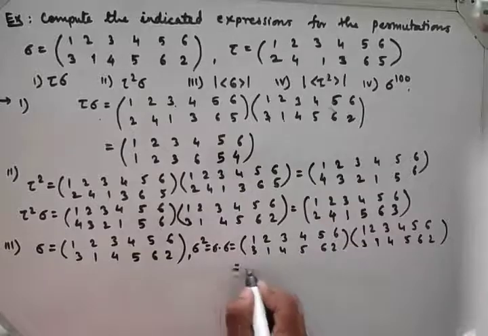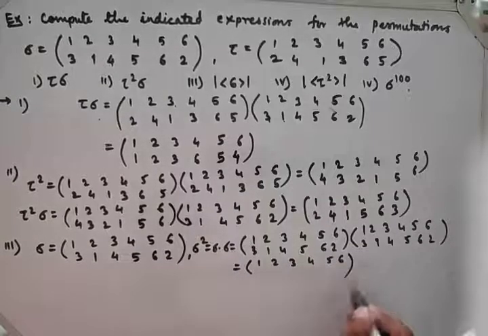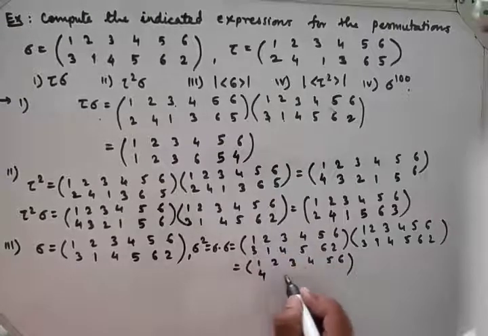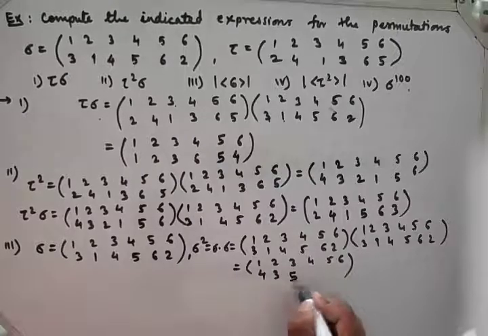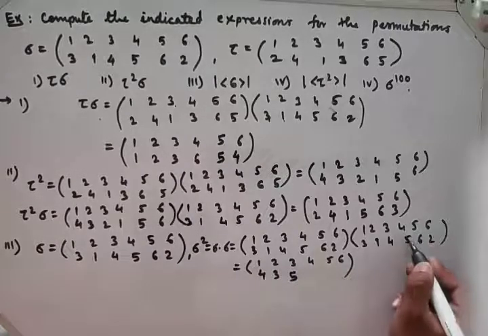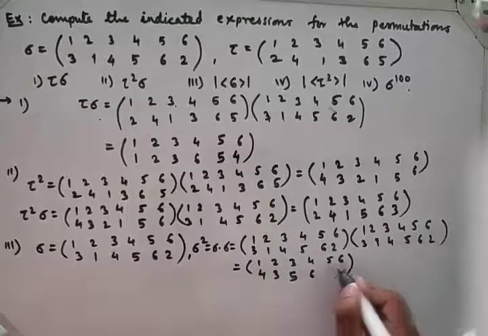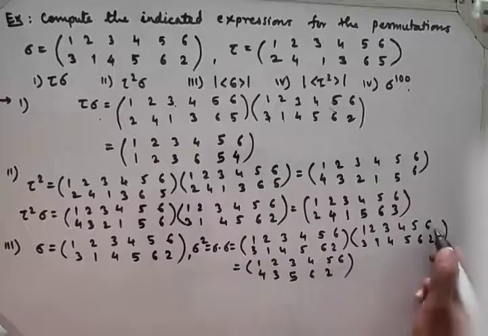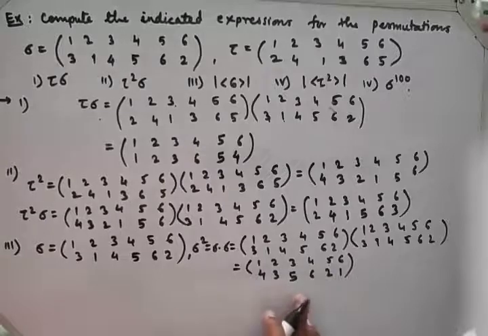So the product will be 1 2 3 4 5 6. 1 goes to 3 goes to 4, 2 goes to 1 goes to 3, 3 goes to 4 goes to 5, 4 goes to 5 goes to 6, 5 goes to 6 goes to 2, 6 goes to 2 goes to 1. So this is not identity.